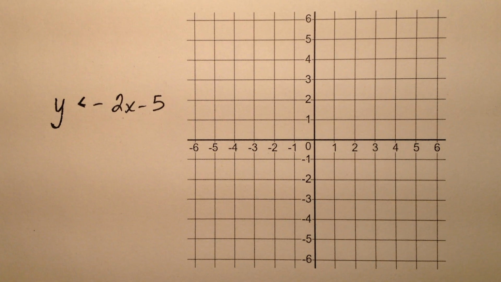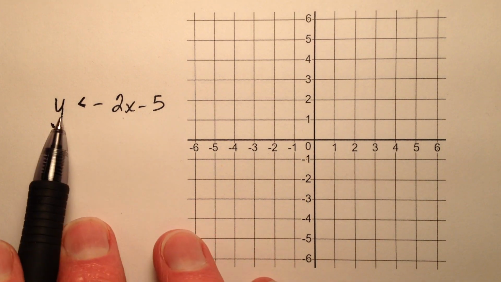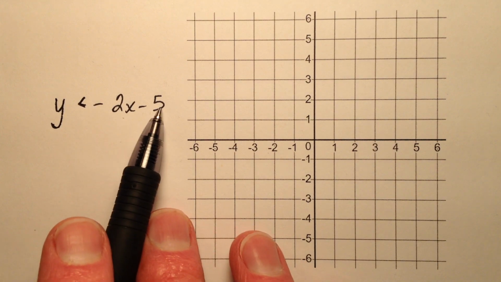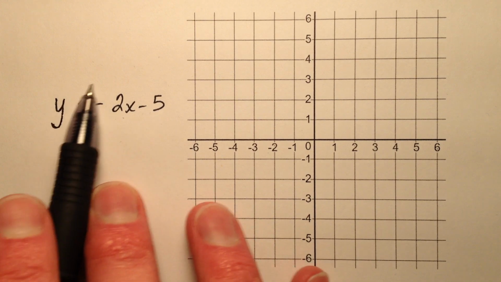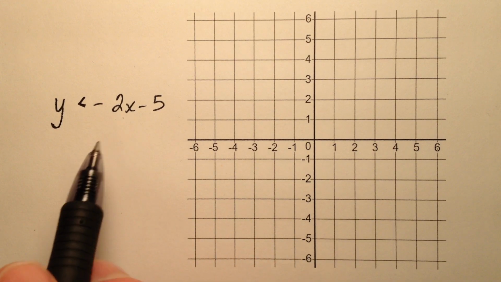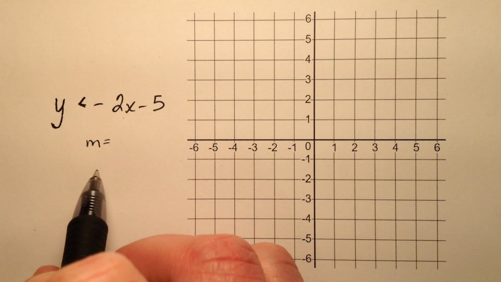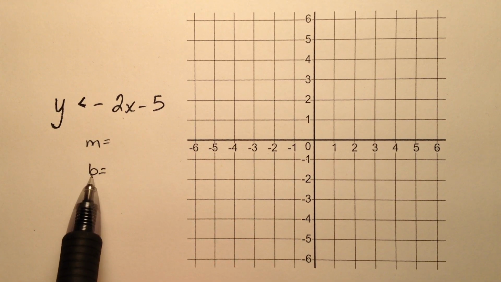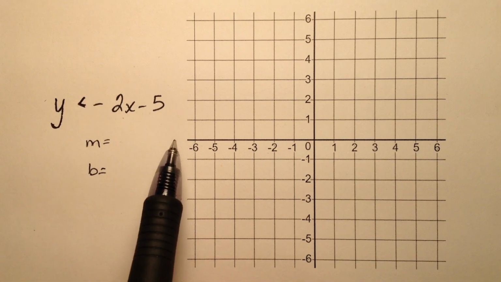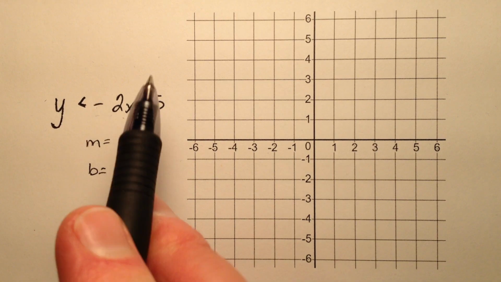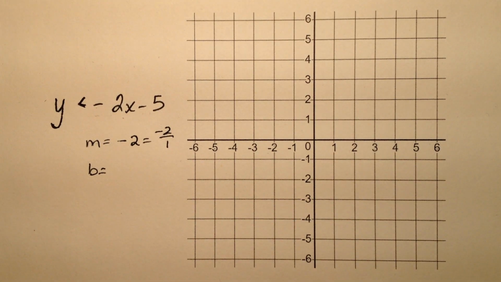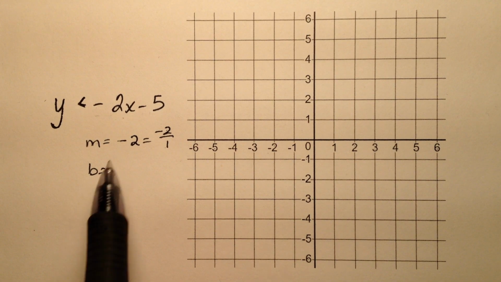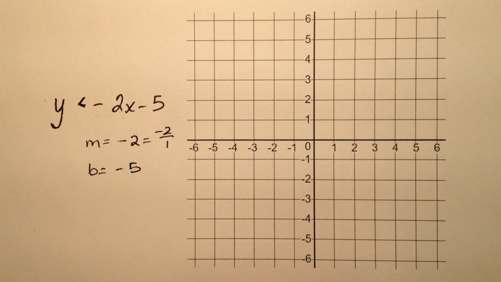In this example, we're going to graph this linear inequality y is less than negative 2x minus 5. So there are four pieces of information I need to graph this linear inequality. First of all, I need the slope of the line, and I need the y-intercept, so the m and the b values, if you're talking about y equals mx plus b form. So our slope is going to be negative 2, or negative 2 over 1 as a fraction, as far as rise over run is concerned. Our b, or our y-intercept, is going to be negative 5.